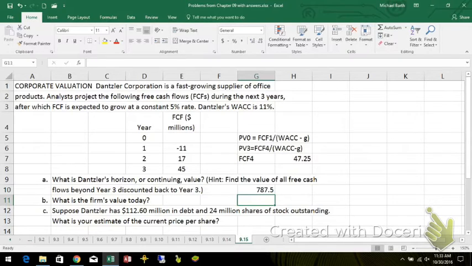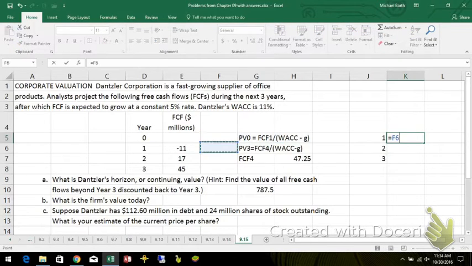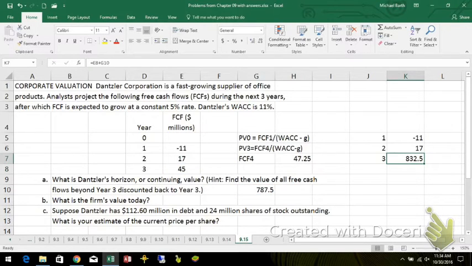So if we're going to solve for that, I need to set up a timeline over here. 1, 2, 3, and it's negative 11, 17. I'm going to get 45 in free cash flow, and the company would be worth $787.50 at that point in time. So this $787.50 just simply represents the value of the free cash flows in years 4, 5, 6, 7, 8, 9 out to infinity as of the end of year 3.